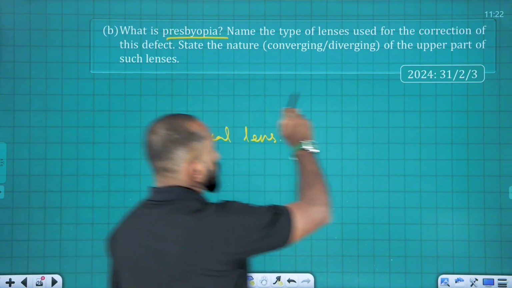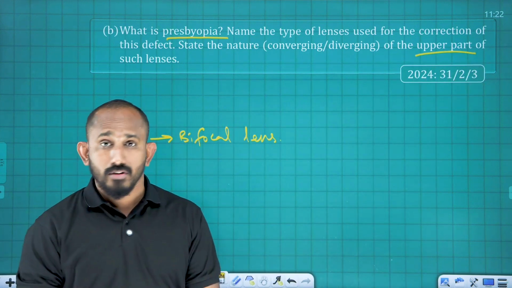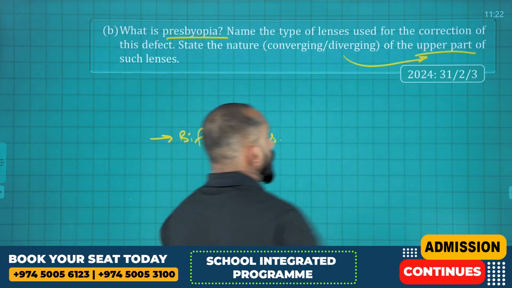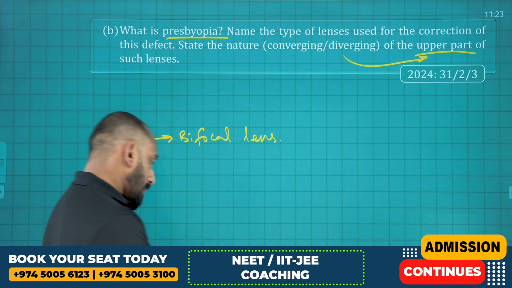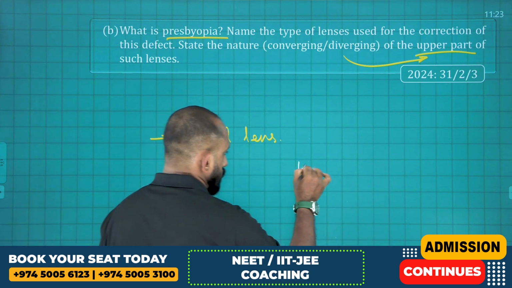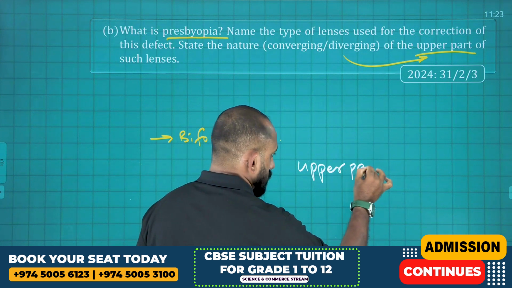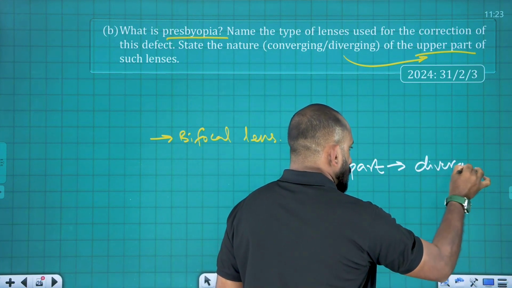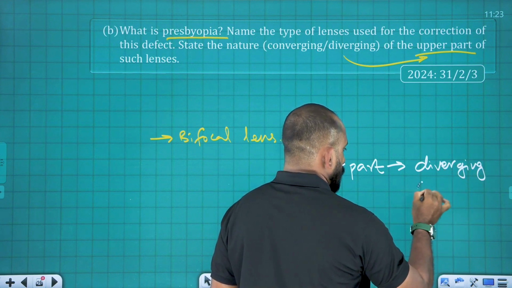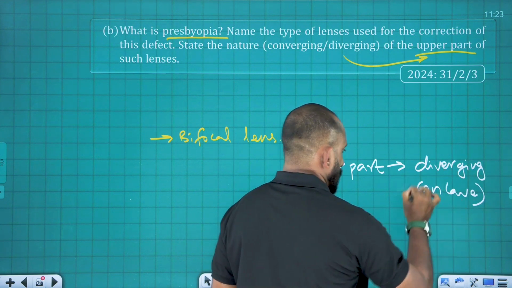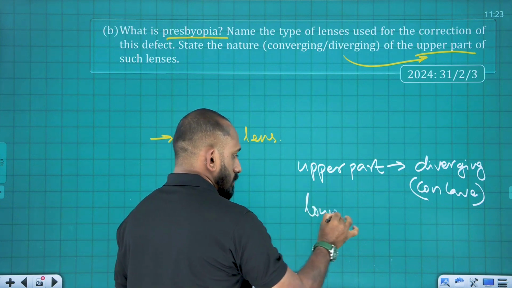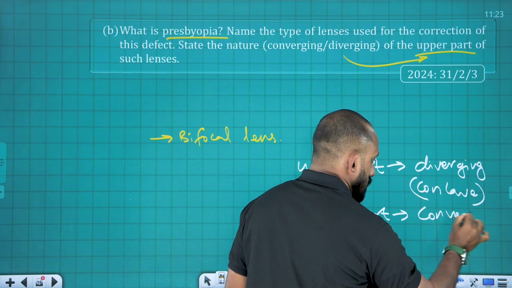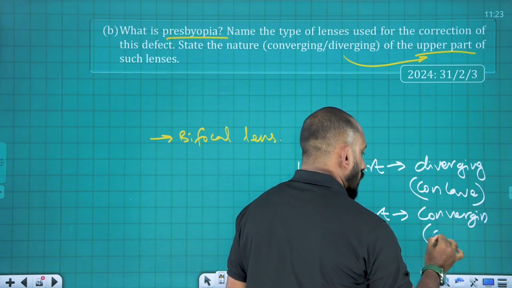Now here, which nature is there in the upper part? The upper part has to cover the distant vision. So it should be a diverging lens. So the upper part we have a diverging lens, that is concave. And the lower part is a converging lens, and that is convex.